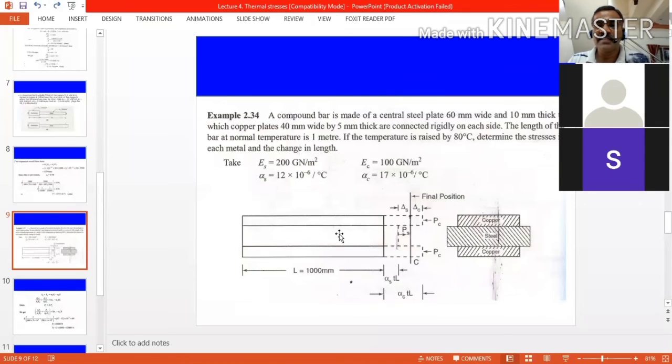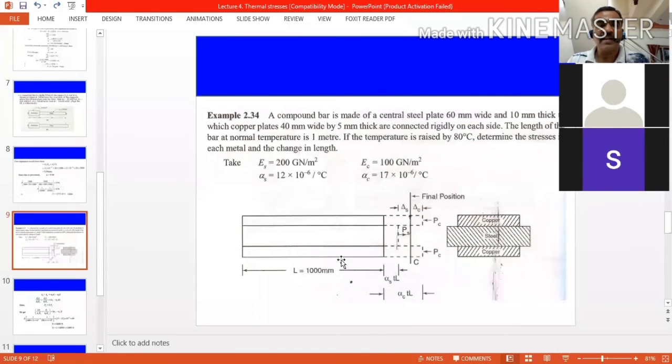And at the center there is a steel bar. Above and below are copper bars. All three are connected rigidly. Now, if the temperature rises 80 degree, determine the stress in each metal and the change in length.